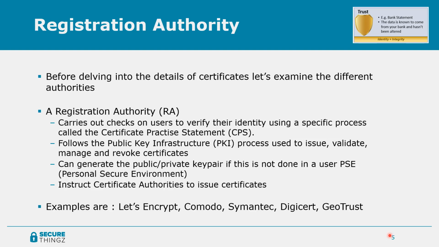Let's first talk about registration authorities. These guys carry out checks on users. They're the guys that do the legwork to ensure that the person you say you are is actually true, and they verify that. They verify your identity using a specific process that we call the certificate practice statement. The registration authority follows the public key infrastructure process, and uses it to issue, validate, manage, and revoke certificates. They can also generate public-private key pairs if you don't wish to do that yourself as a user. And they instruct certificate authorities to issue certificates once they're happy that you are you. Examples of registration authorities I've got here: Let's Encrypt, Comodo, etc.